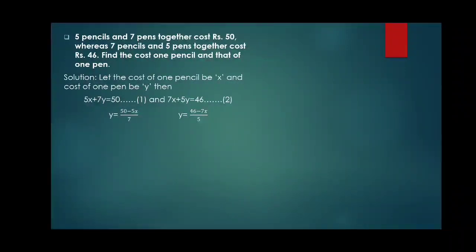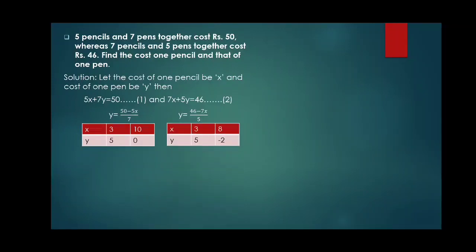The first equation will be rearranged to y is equal to (50 minus 5x) divided by 7, whereas the second equation will be rearranged to the form y is equal to (46 minus 7x) divided by 5. So now let us determine the points. When x is equal to 3, for the first equation, (50 minus 15) divided by 7, we get y is equal to 5. Similarly, when x is equal to 10, 50 minus 50, which is 0, divided by 7, we get y is equal to 0. That is the first 2 points for the first equation.